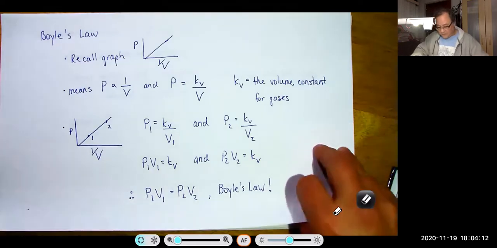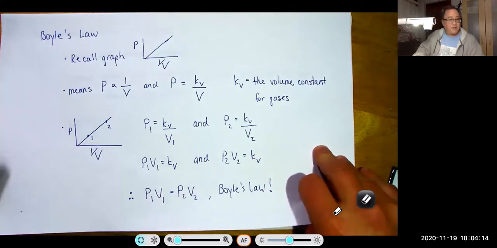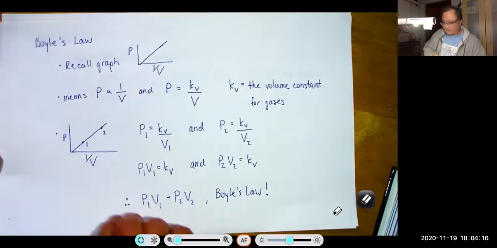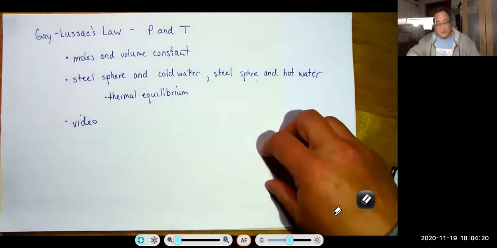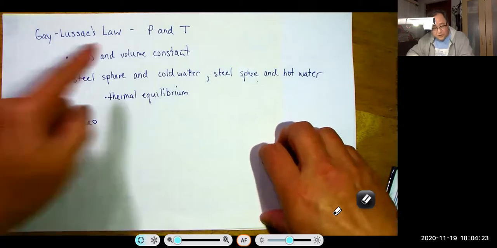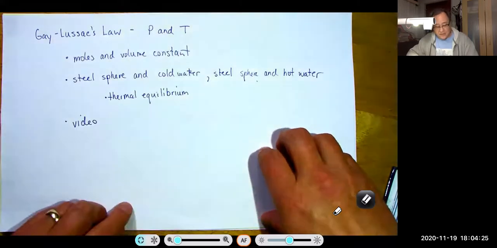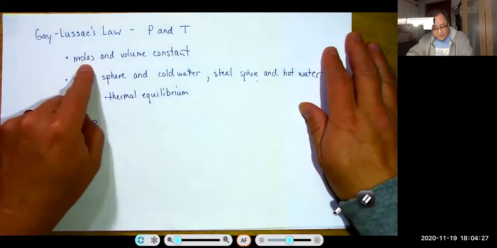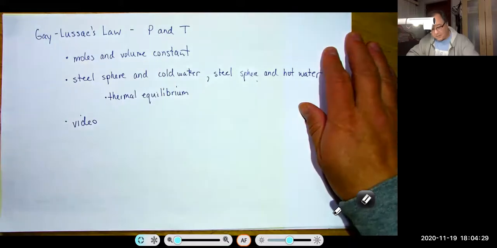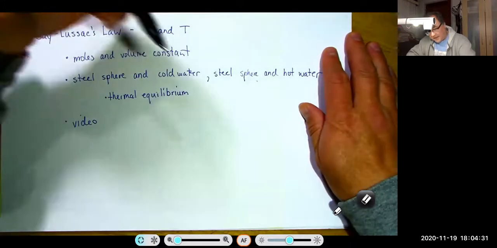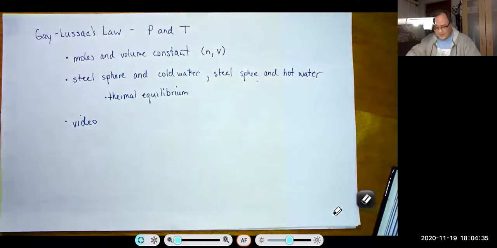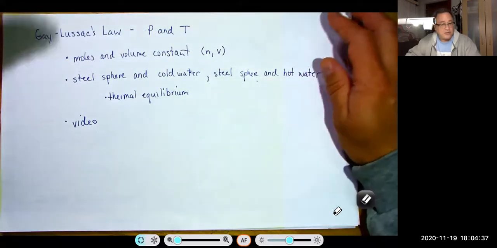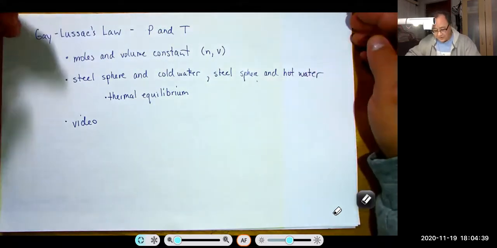So we've arrived at Boyle's law by doing a little experiment. Let's take a look at someone else's law. So this is Gay-Lussac's law, where we're going to look at the relationship between pressure and temperature. And so here the moles and volume are constant. So remember, moles are N and volume is V. So how do we make sure that the moles don't change and the volume doesn't change?